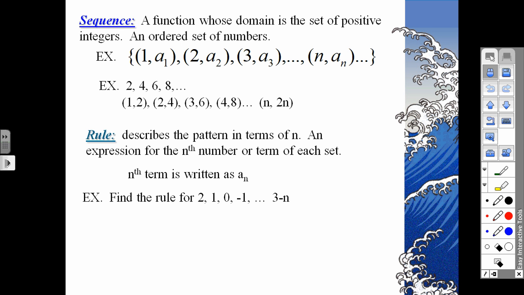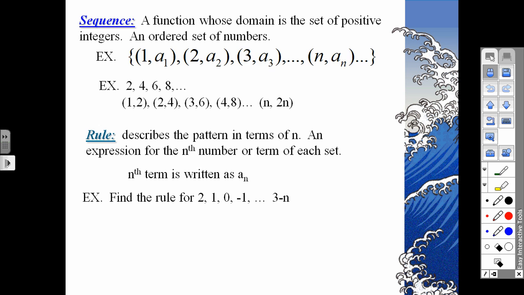So test it out. If you plugged in 1 for n, you get 2. If you plugged in 2 for n, you get 1. If you plug in 3 for n, you get 0, and you can keep going as far as you want. What this rule actually does is it allows you to, say, evaluate or figure out any specific term in a sequence. So if I asked you what is the 14th term in this sequence, you can take 3 minus 14 and figure out that it's -11.